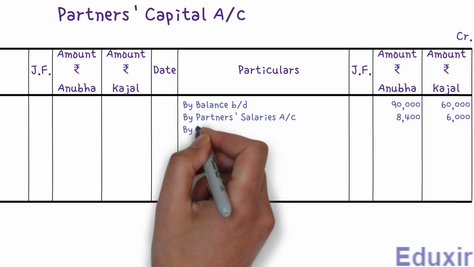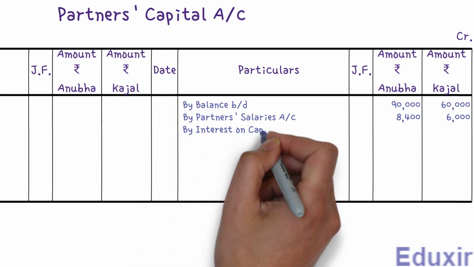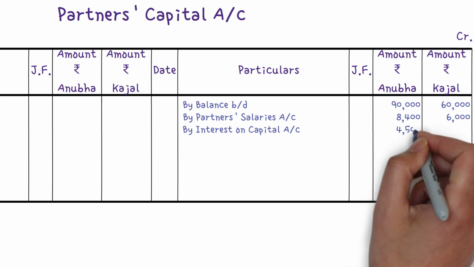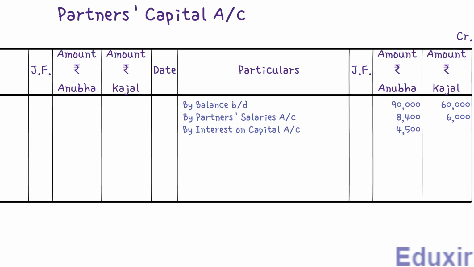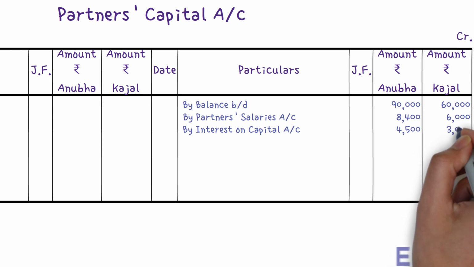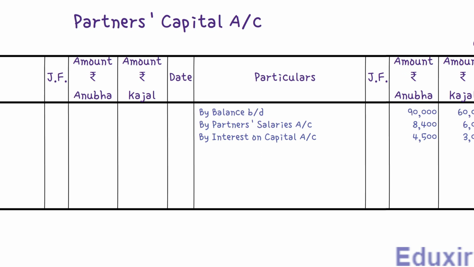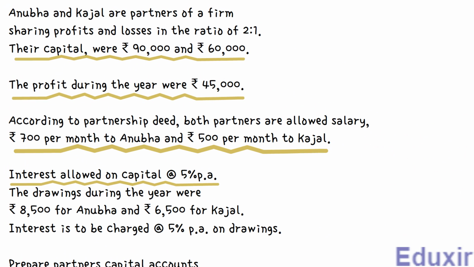Let's first write interest on capital account in the particulars column. Let's then write the partner Anubha's interest on capital, which is 4,500 rupees, into her amount column. Let's then write the partner Kajal's interest on capital, which is 3,000 rupees, into her amount column. With that, we have completed the posting of the interest on capital for each of the partners individually into the partner's capital account. Let's now proceed with the next transaction in the given problem.